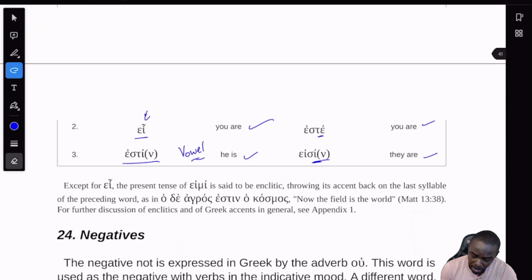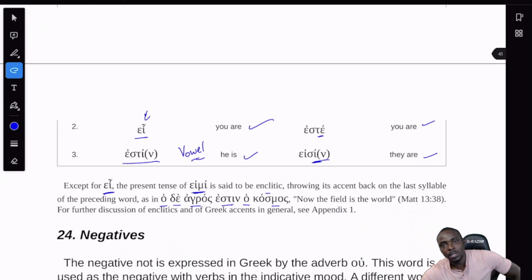It says, except for ei, which is the second person singular, the present tense of eimi is said to be enclitic, throwing its accent back on the last syllable of the preceding word, as in ho de agros estin ho kosmos. So in this case, it is making it clear. Now the field is the world, Matthew 13:38. For further discussion on enclitics and of Greek accents in general, see Appendix 1.